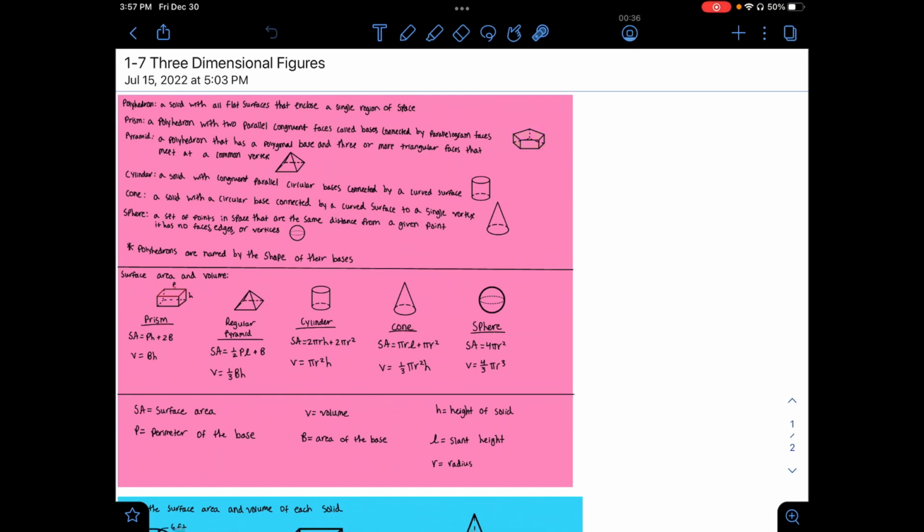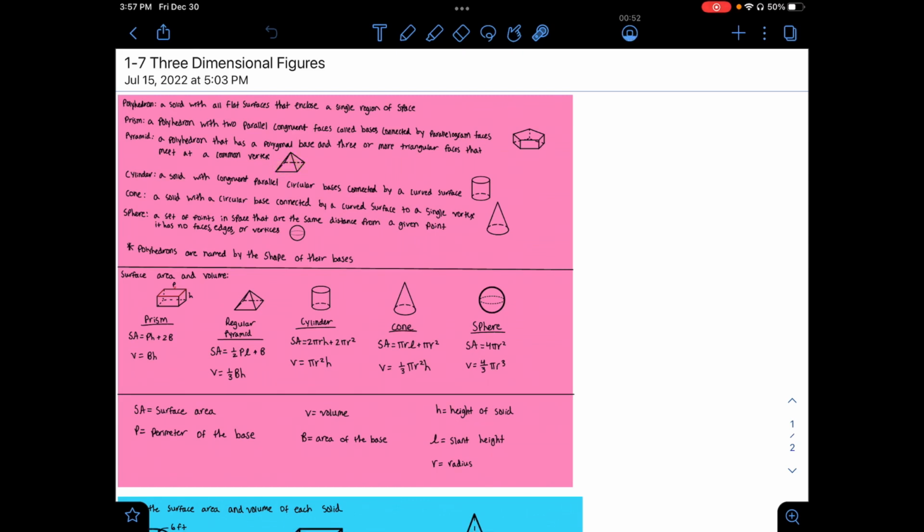A pyramid is a polyhedron that has a polygonal base and three or more triangular faces that meet at a common vertex. So here's the common vertex, here's our polygonal base, and here's our triangular faces.